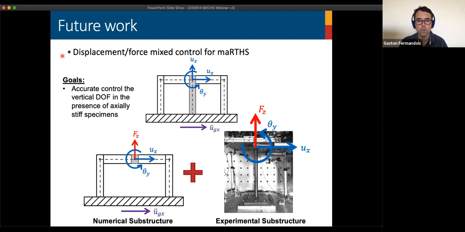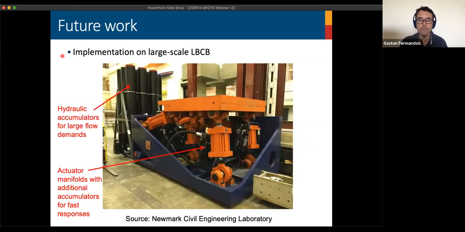explore in the future. And finally, everything has been done as a proof of concept in a small scale facility, but in the future, we will be very delighted to bring all the knowledge and tools developed in this small scale facility and implement them in a large scale facility like the one available at the University of Illinois or at the other facilities that I showed previously.